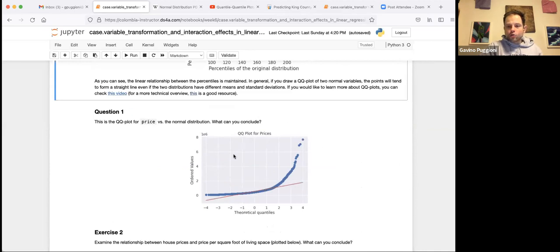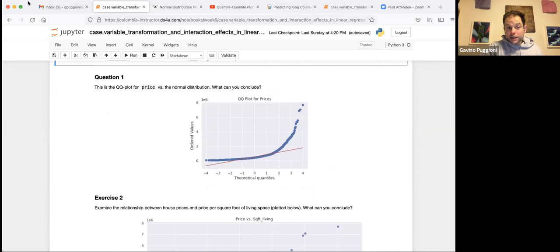So here we can conclude, what is the conclusion of this? That the normal distribution is not a good distribution for this data set for the prices, okay?